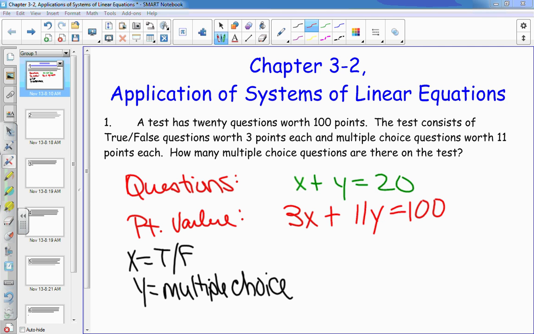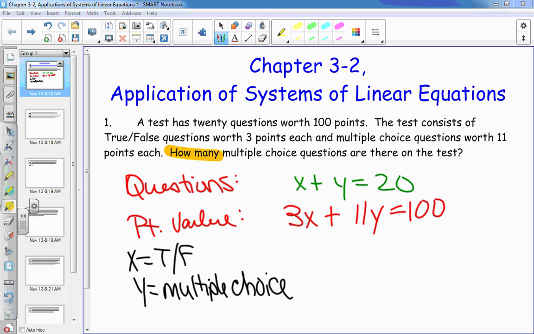Could you see this problem being on an ACT? Yeah, absolutely. Could you see this being on an end of course exam? Well, yeah. Because it's you trying to come up with what X is, which is the number of true and false, and what Y is, which is the number of multiple choice.